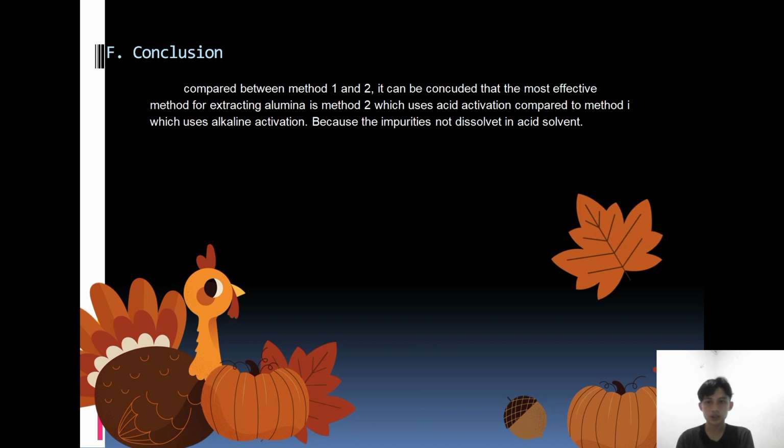F. Conclusion. Comparing method 1 and 2, it can be concluded that the most effective method for extracting alumina is method 2, which uses acid activation, compared to method 1, which uses alkaline activation, because impurities do not dissolve in acid solvent.